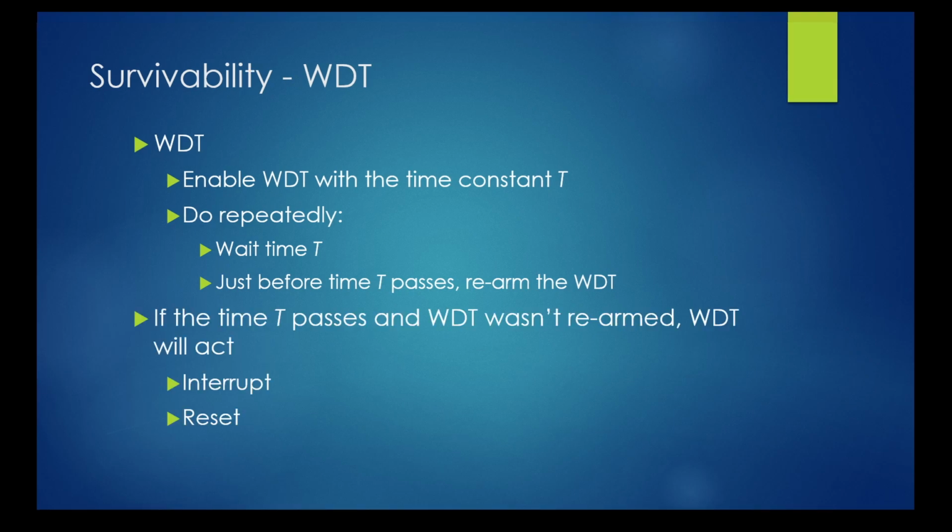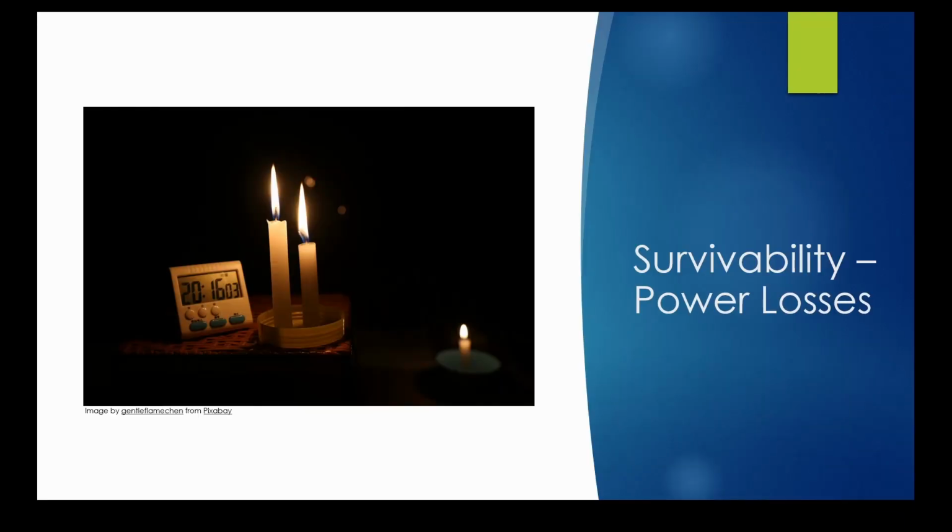If the rearm window is ever missed, the watchdog timer device can respond. For example, it can trip an interrupt and let our interrupt handler handle the situation. Alternatively, it can reset the system to try and get it out of the bushes. Some designs do both. First, trip an interrupt as a soft response, and if the rearm window is missed again, reset the system.